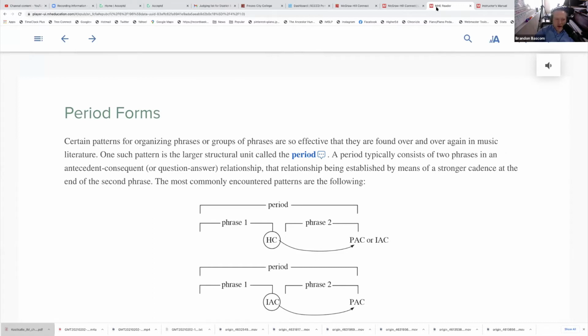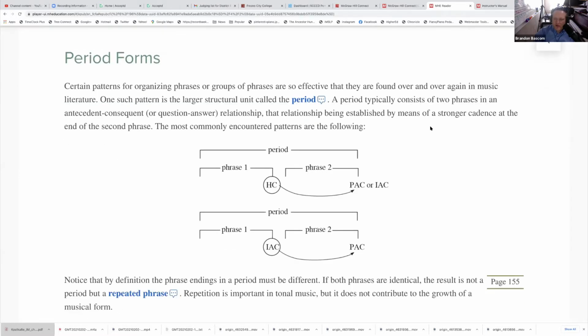Period forms. Certain patterns for organizing phrases or groups of phrases are so effective that they are found over and over again in music literature. One such pattern is the larger structural unit called the period. A period typically consists of two phrases in an antecedent, consequent, or question-answer relationship, that relationship being established by means of a stronger cadence at the end of the second phrase. The most commonly encountered patterns are the following.